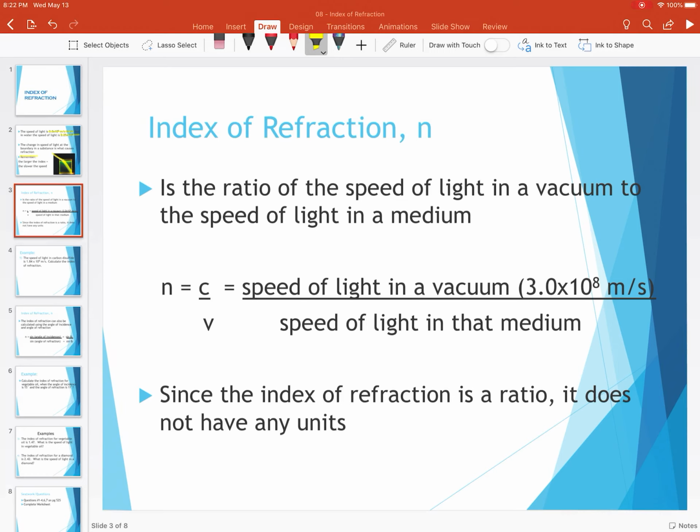So there are two ways to figure out that index of refraction, or N, which is how we represent that. The first equation that we can use is N equals C divided by V, where C is the speed of light in a vacuum, that 3.0 times 10 to the 8 meters per second, which you will always know, that doesn't change. And we're dividing that by the speed of light in the medium that we're looking at. Okay, and so that's how we can figure out refraction.